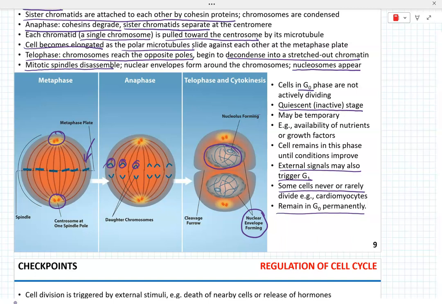Now I want to go back to telophase and remind you that there's a process called cytokinesis here. So actin proteins form the cleavage furrow, contract, and separate two cells.